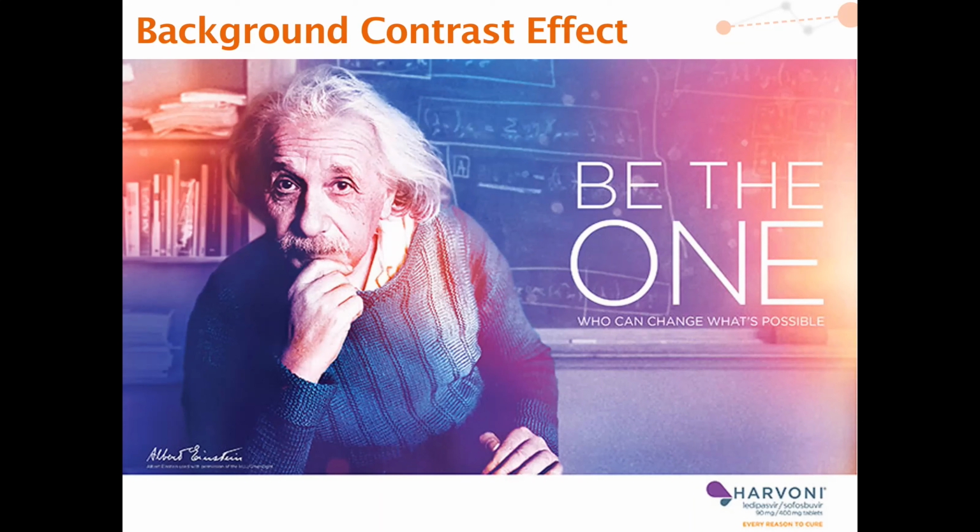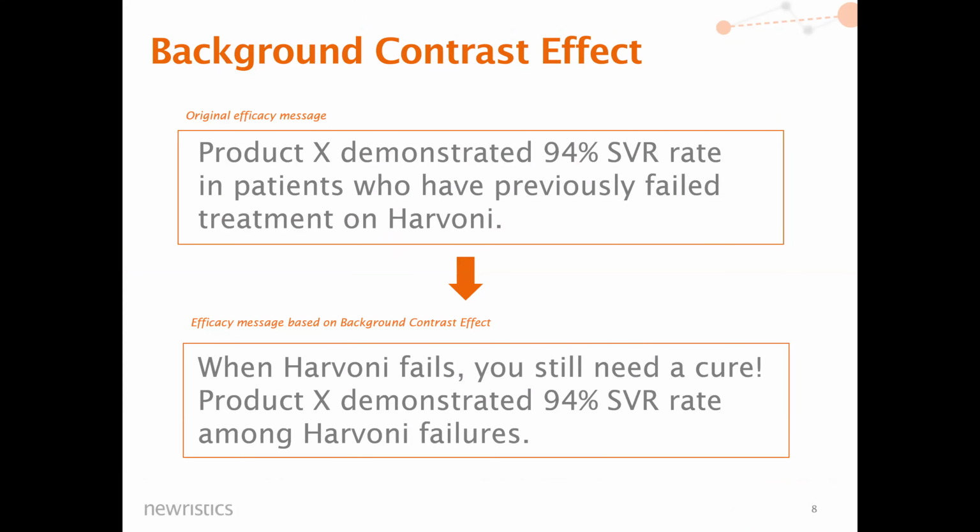Since we are talking about Harvoni and hep C, let's go further, and let's take a competitor to Harvoni. So staying with hep C, on the top of this page, what you see is an example of a message for a brand for hep C. The bottom is an alternative version of that message that has now been constructed using background contrast effect. And we introduced this terminology earlier in the class, on one of the slides, feed or fight the heuristic.